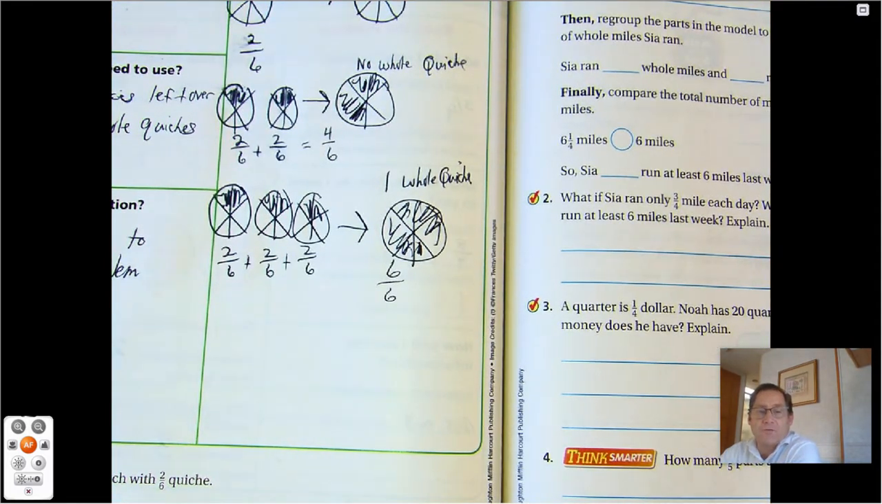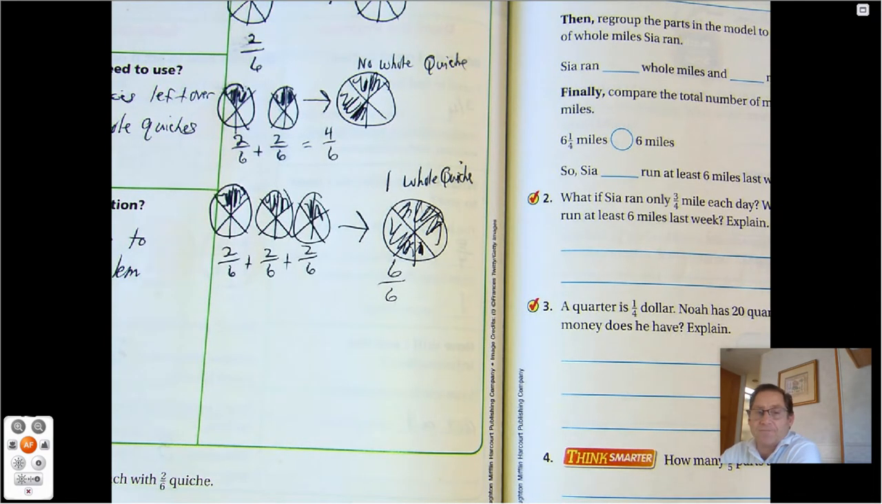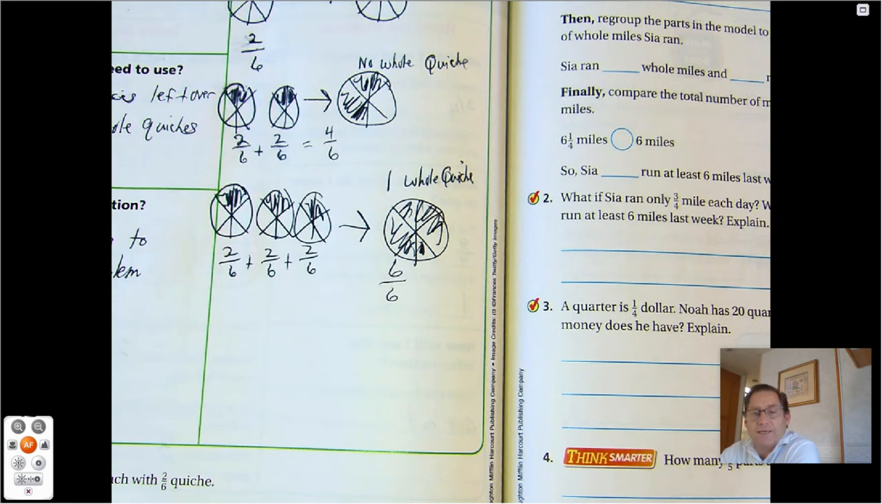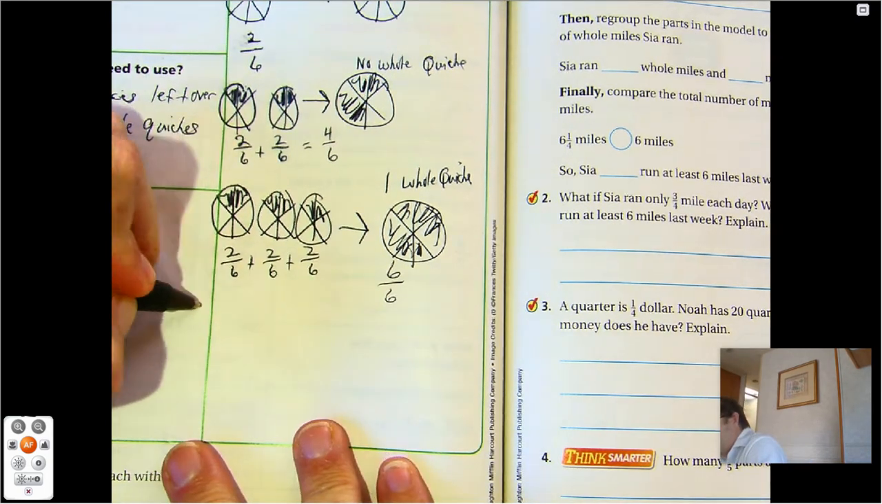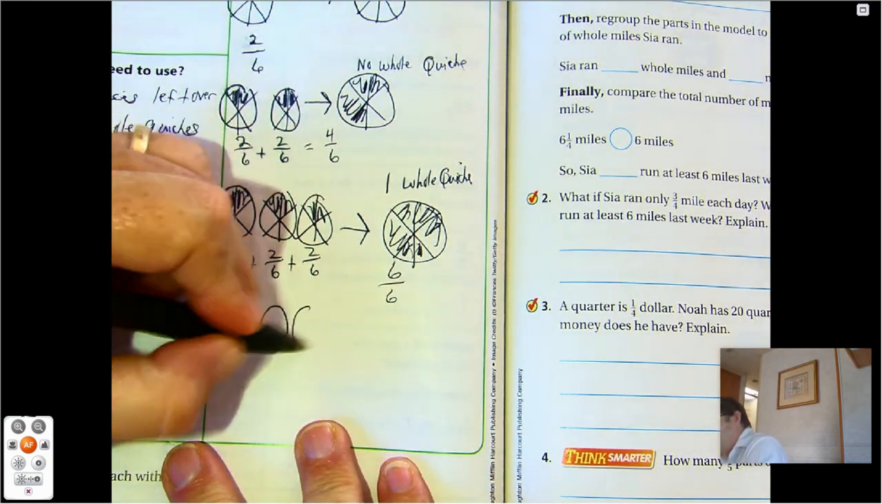All right, so 3 dishes was equal to 1 whole quiche. Some of you might recognize that. Wouldn't I just need 3 more dishes then to get 2 whole quiches? If it takes 3 dishes to equal 1, it should take 3 more to equal 2 wholes. But let's say we didn't know that. And so we would draw a 4th dish.